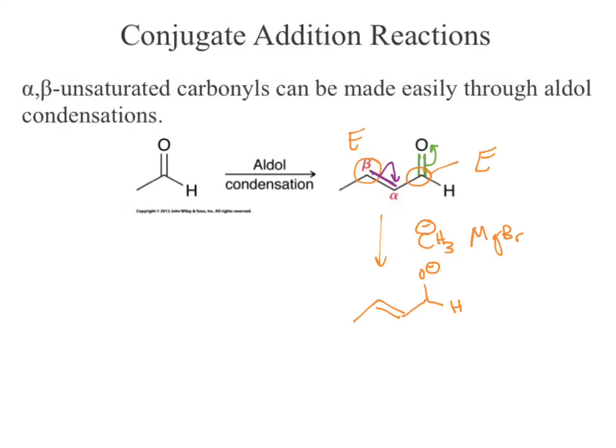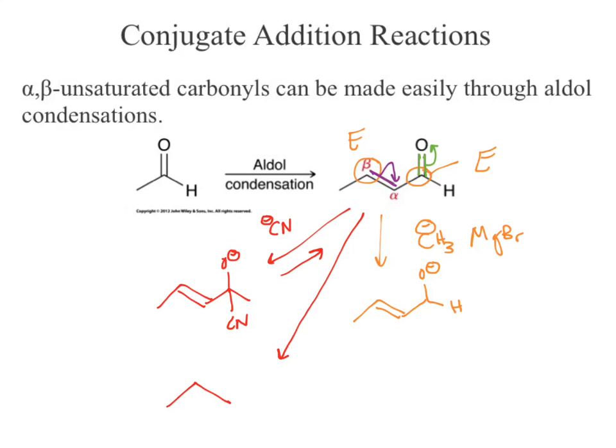What happens if instead we added something like cyanide? Well, cyanide is a much more stable negative charge. So what happens is, sure, it goes ahead and attacks our carbonyl position there. But then what can it do? It can do the reverse, kick it right back out. Is there a second option that cyanide could do? It could attack that beta carbon.